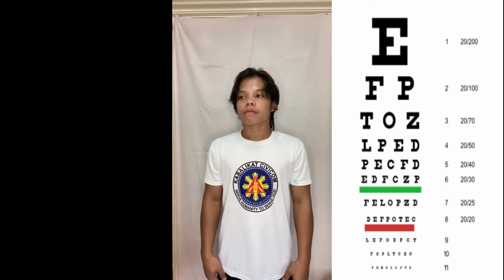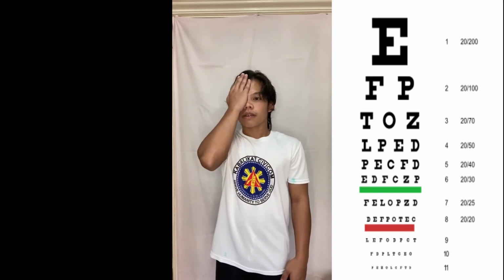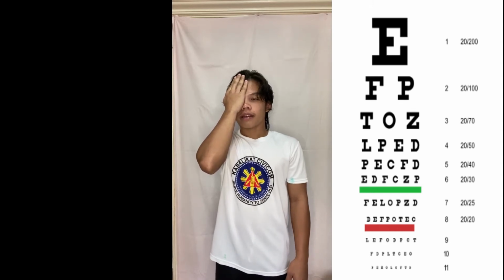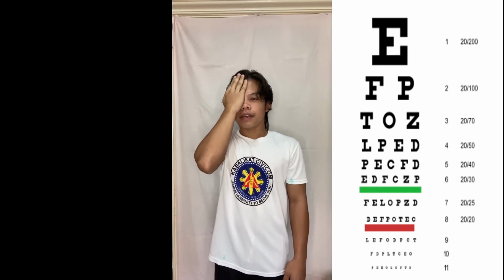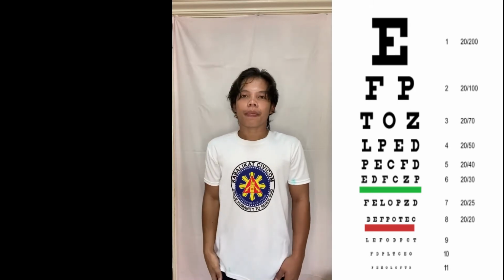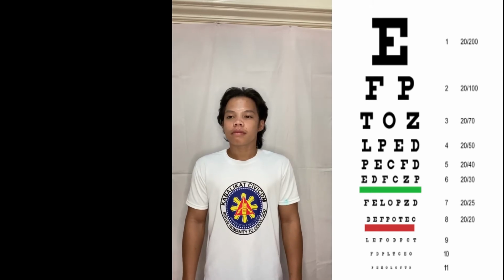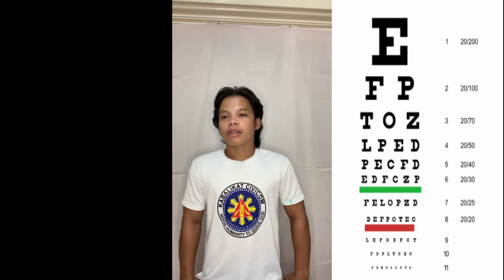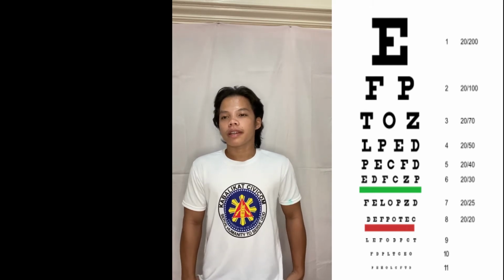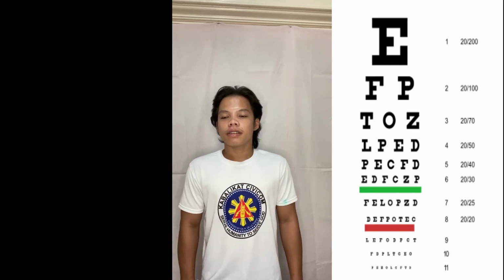Okay, sir. Can we do again on the right side of your eye? Okay. Number 9. L E F O D P C T. Okay. Can you recognize the two colored bars in the chart? Okay. It's color green and red. Okay.